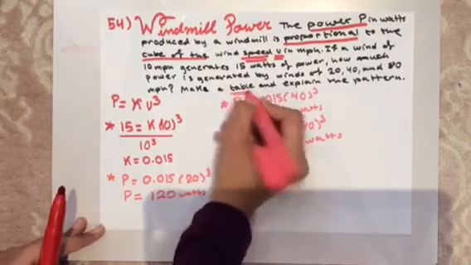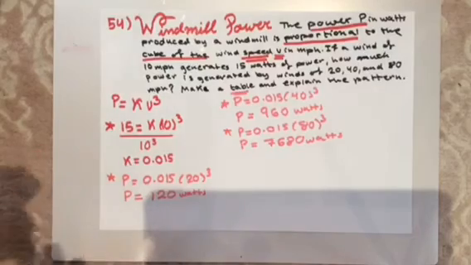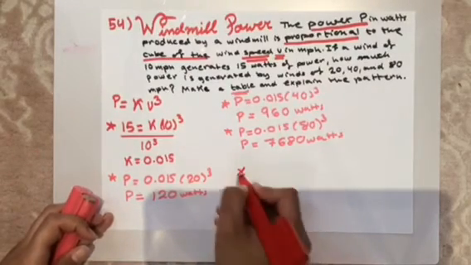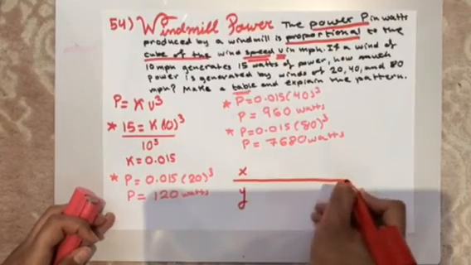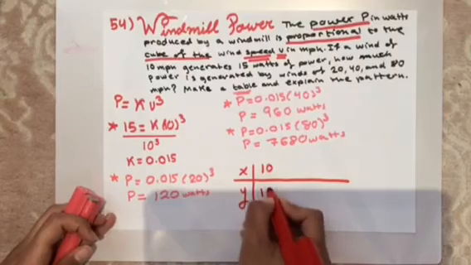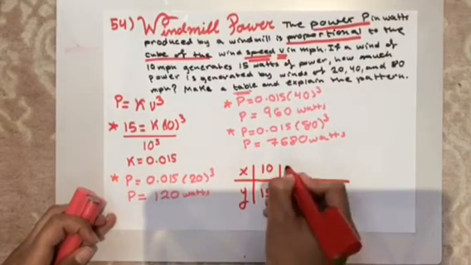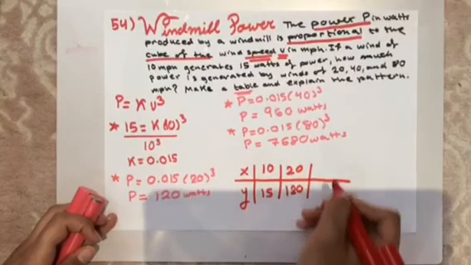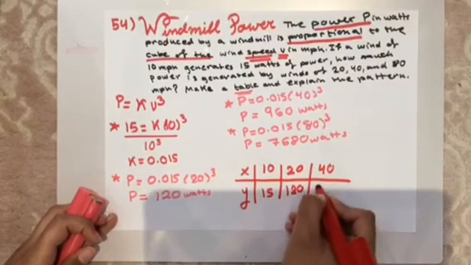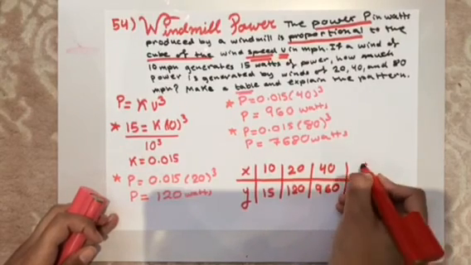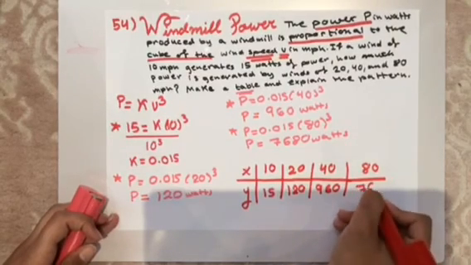Now I should write a table. So we have x and y values. X is the input and y is the output. For 10, we've got 15. For 20, we've got 120. For 40, we've got 960. And for 80, we've got 7680.